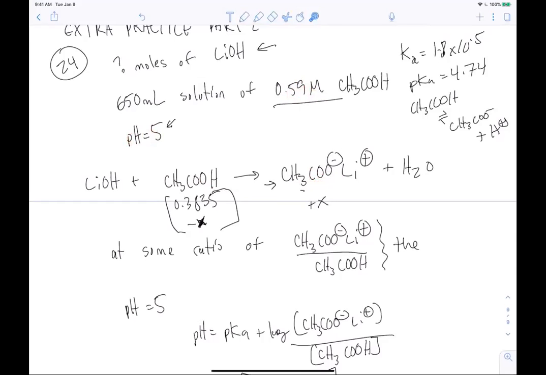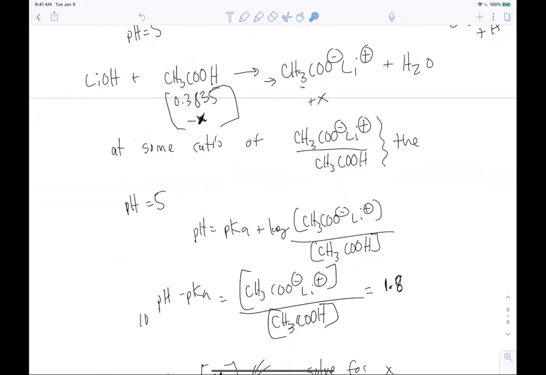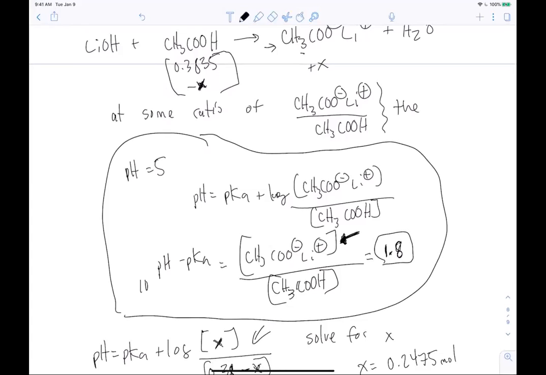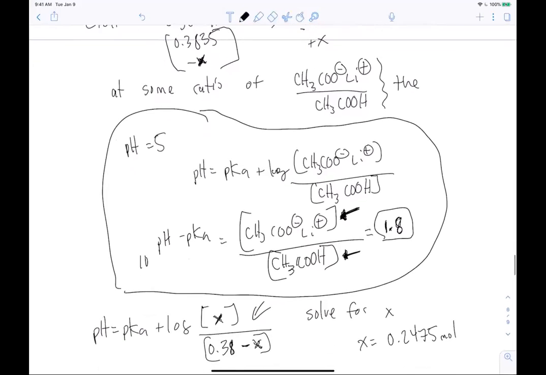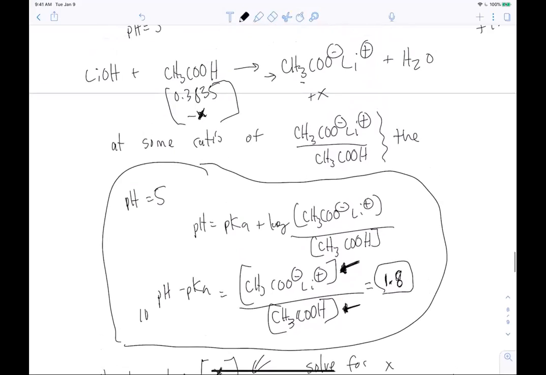We start by taking the Henderson-Hasselbalch equation and setting the pH equal to 5. That allows us to calculate this ratio: for a pH of 5, regardless of the concentrations, so this is concentration independent, the ratio of lithium acetate to acetic acid should be 1.8. Once we have that in hand, we have to work with a real concentration.